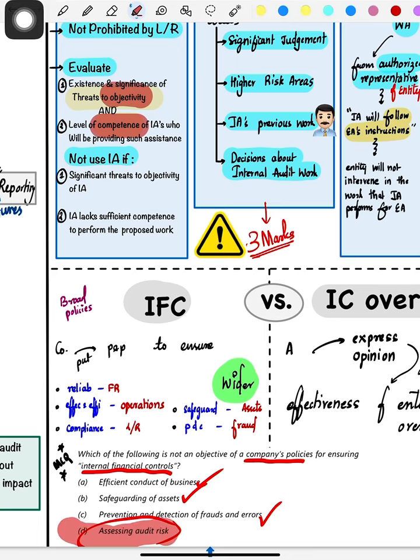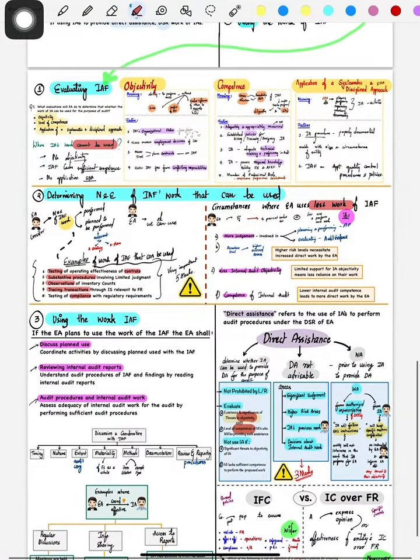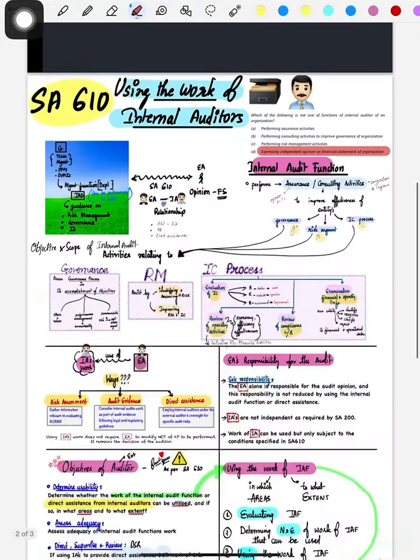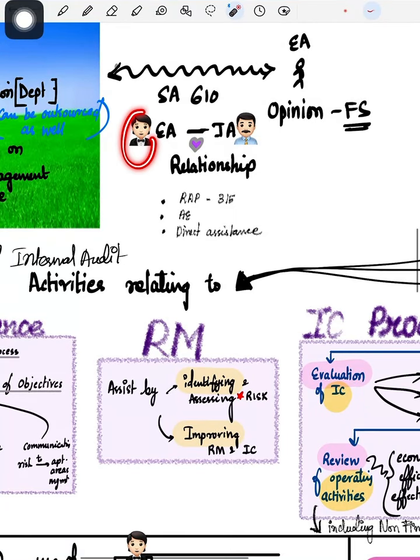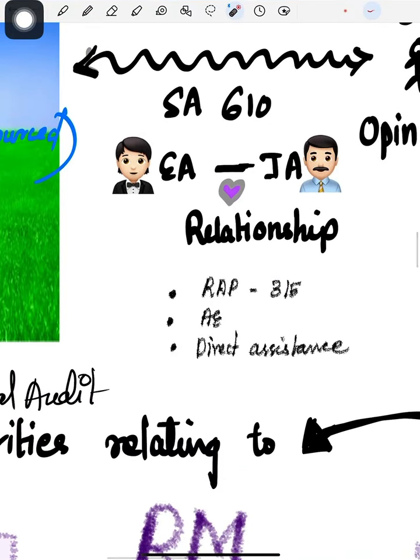So that's it. We are done with SA 610. I've used small emojis here and there. I didn't tell you in the beginning of the class. This one means EA. This one means IA. That's it.